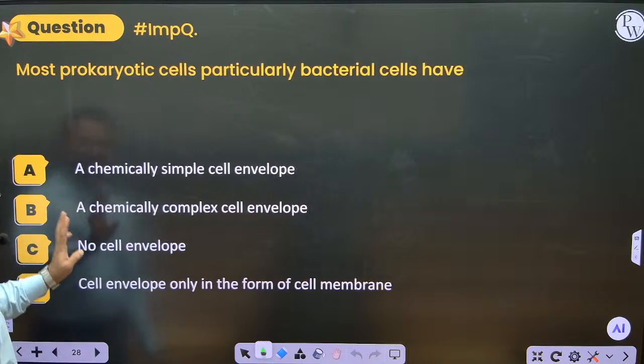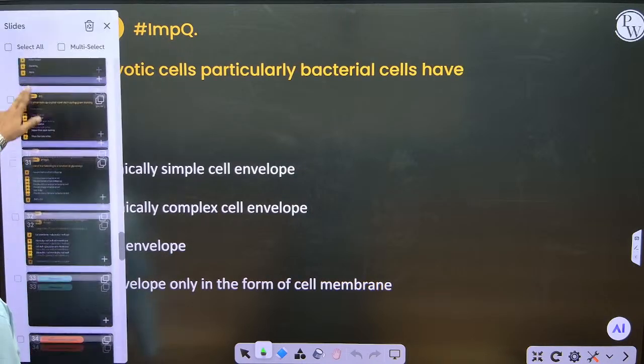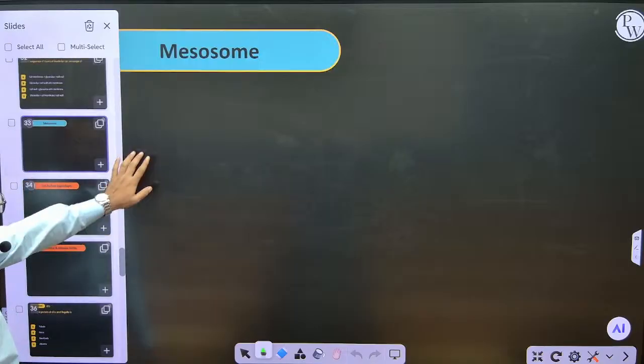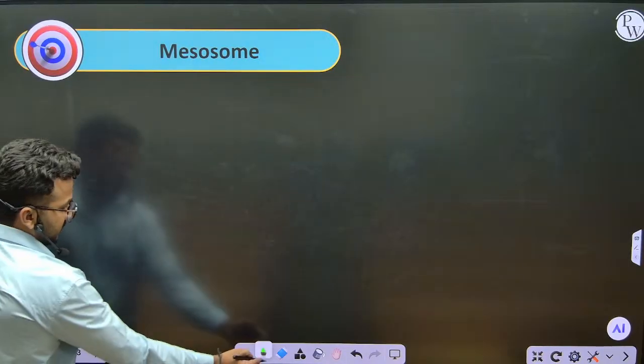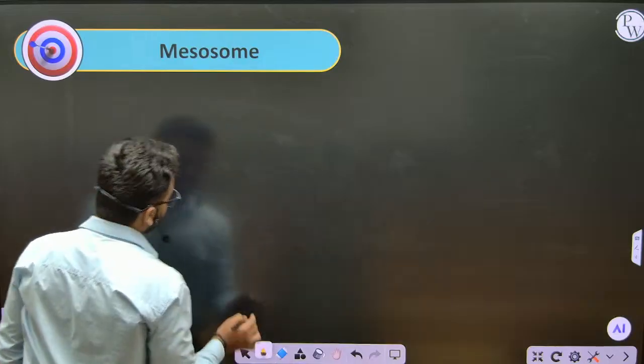So last session we discussed all these questions. So we'll see the content. Mesosomes were also completed in the last session, so we'll take a quick recap of this one also.